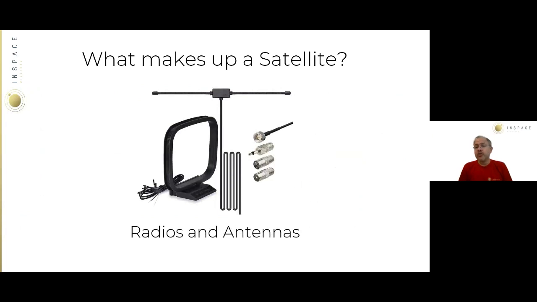Now, if you want to talk to these satellites, you need some way to communicate with them. And we use radio. So you can have radio antennas on board and little radios that allow you to talk to it and to control the satellite.